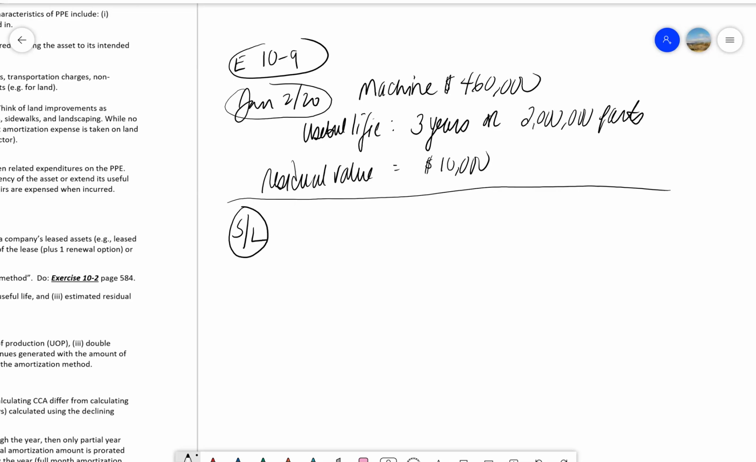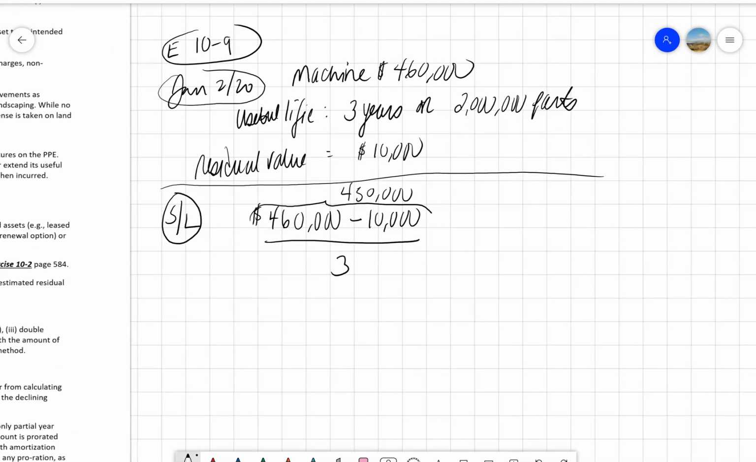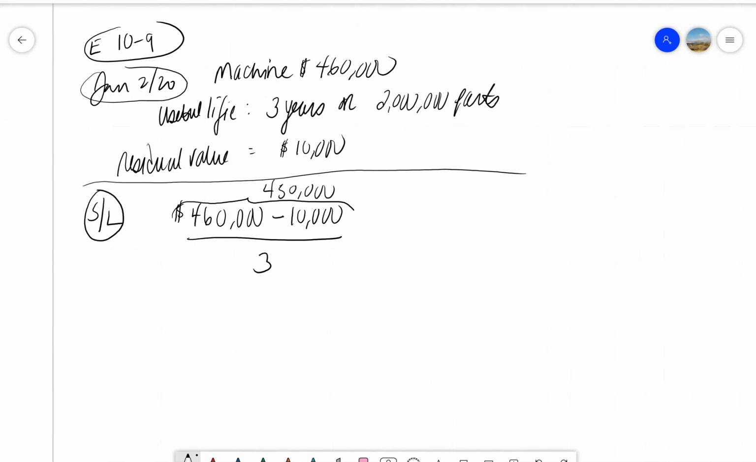year, 2020. Now to calculate the amortization expense, all we're going to do is take the cost of the machine minus the residual value, which is $10,000, because we think we can get that value for it at the end of the 3 years, and divide it by 3. So if you look at the numerator, this is $450,000. We're only going to be taking amortization on $450,000 of the cost because we think we can sell it for $10,000 at the end of the useful life.